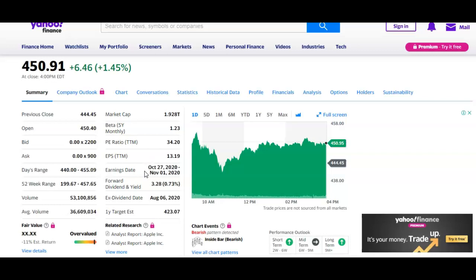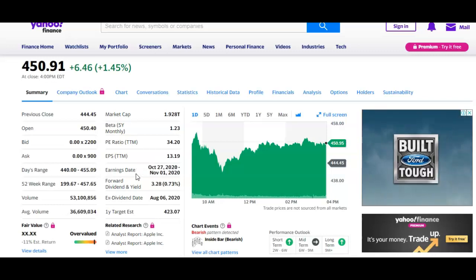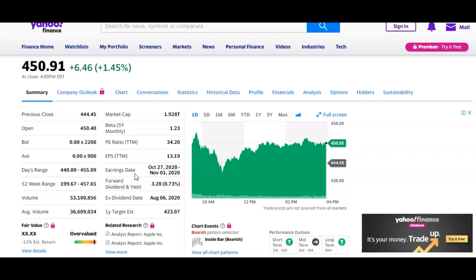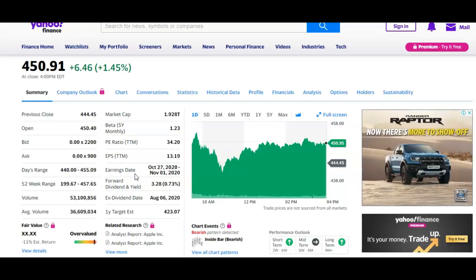So the earnings date is just an estimate of when the next earnings release will come up. This can change depending on the company, but by SEC rules and regulations, they have to release earnings within 45 days of the ending quarter. So this is the range where you'll see earnings.